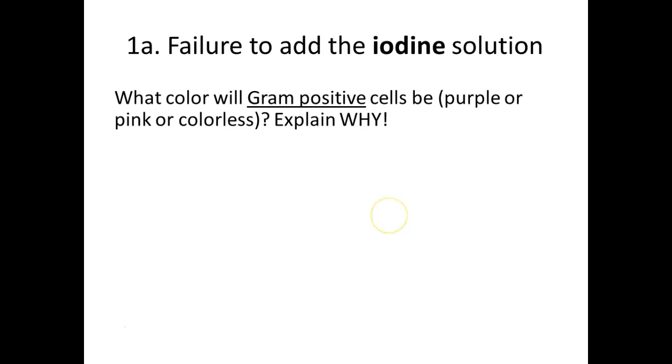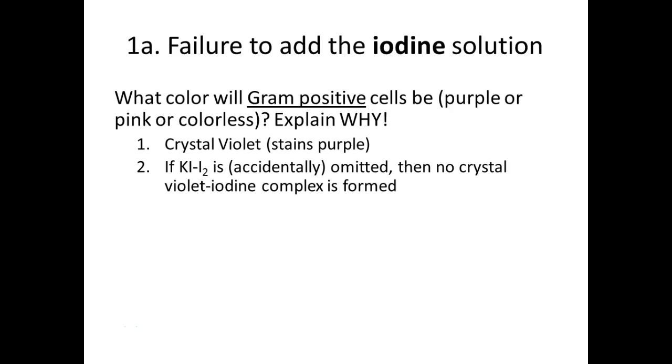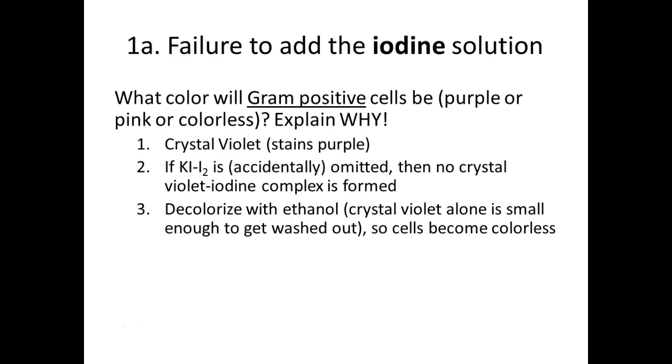So you still did the crystal violet, right? So they're going to be purple. You didn't do the iodine, right? So what did we not form? The crystal iodine complex, right? So what's probably going to happen when we decolorize? They're going to become colorless because we don't have that big molecule now. We just have little crystal violet by itself. It's going to escape out those holes because it's small.